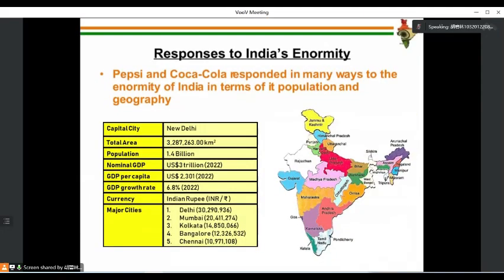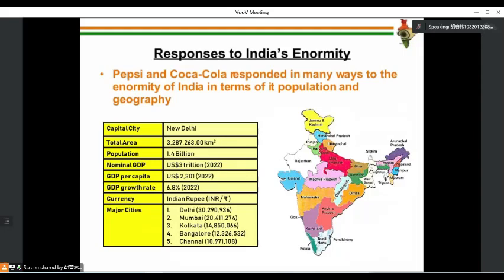So for this part, I'd like to talk about the geography and demographics of India. As you can see, regarding Pepsi and Coca-Cola, before they wanted to enter the market, they needed to know about the demographics of India, like the capital city and the population. You can see the table here. New Delhi is their capital city, and you can see the total area is quite huge. The population also.